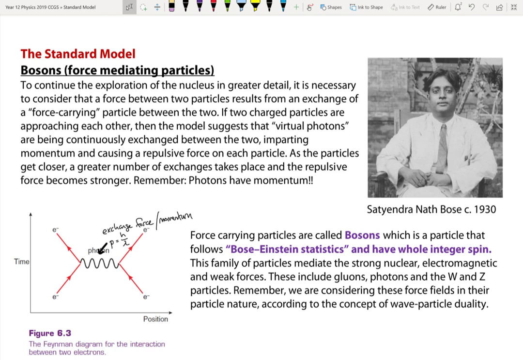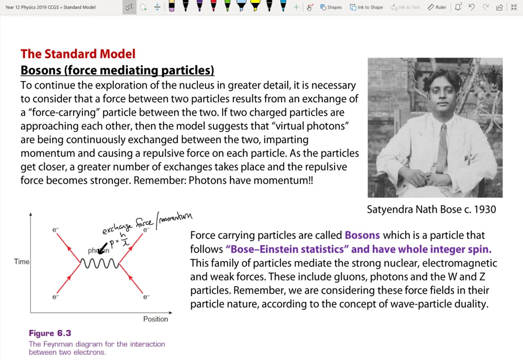But anyway, the first split is, are you a particle that has matter and can be detected? Or are you one of these force-carrying particles? Now, the force-carrying particle is named a boson. So you're either a boson or you're something else on the next page. It was proposed by Satyendra Bose in 1930. He worked alongside Einstein, and he looked at these particles.